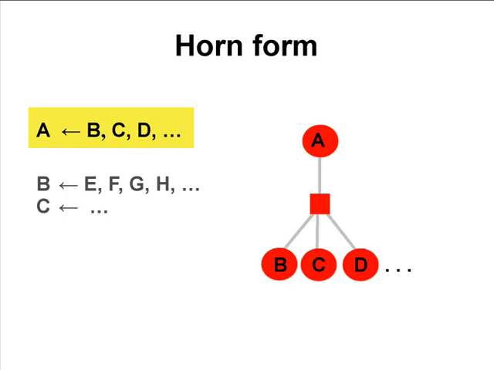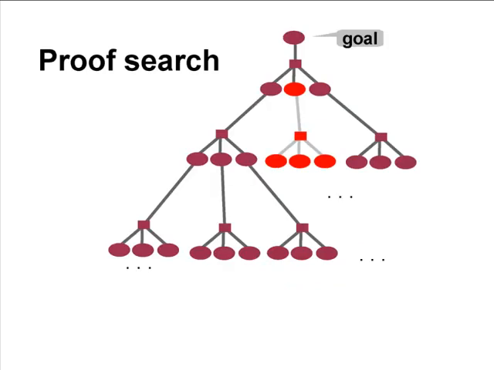This is a typical rule in Prolog: B and C and D, etc., implies A. And this is the graphical representation of the same rule. You can imagine that rules expressed in this way are very efficient for deduction. Prolog searches for answers using a proof tree. It starts from the goal and sees if any rule can apply to it.